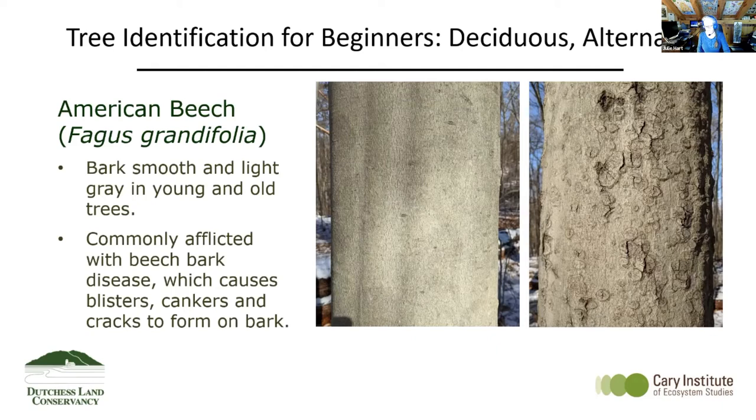Now on the right side, we have an example of what a beech tree looks like when it has been infected with beech bark disease. And you can see the blisters and the cankers that are forming on that tree trunk.